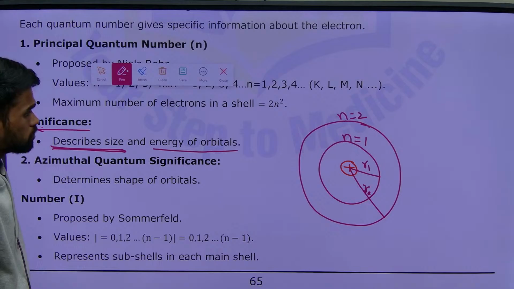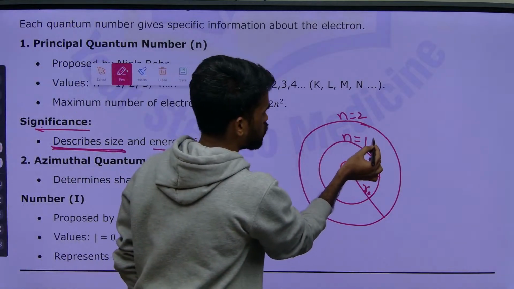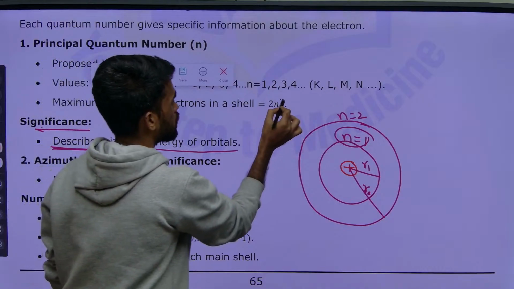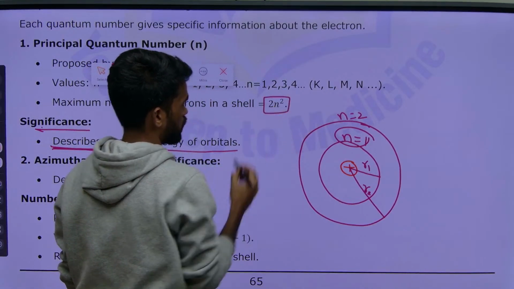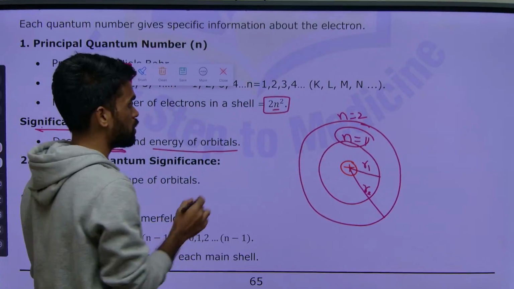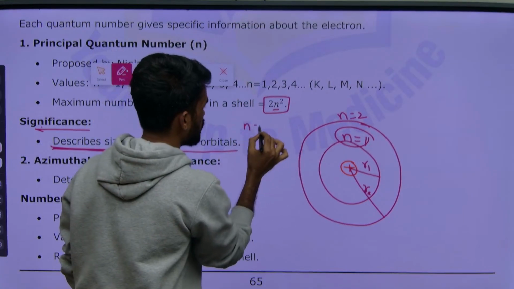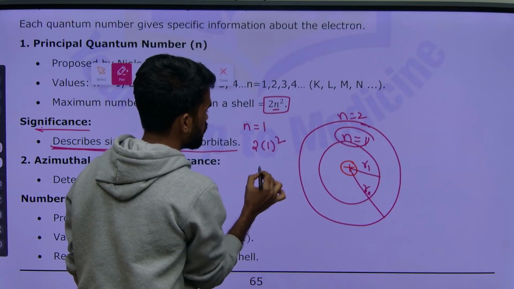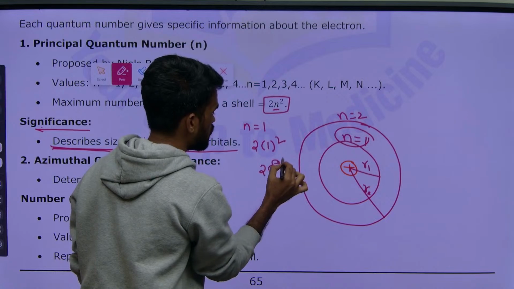Now in a particular shell, how many electrons can we fill? That can be given using this particular formula. What does n indicate here? It's the principal quantum number. For example, if I take n equals 1, you can fill a maximum of 2 into 1 square, that is, a maximum of 2 electrons can be filled here.